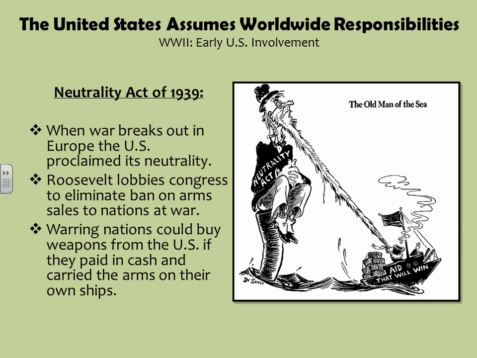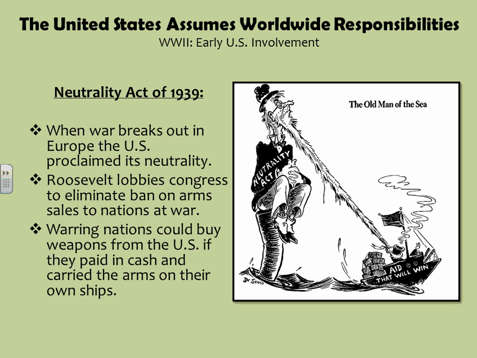And early on, as soon as the war begins, the U.S. signs the Neutrality Act of 1939. When war breaks out in Europe, we proclaim neutrality, we want to stay out. Roosevelt lobbies Congress to eliminate the ban on arms sales to nations at war. So again, we're going to initially try to stop supplying weapons to countries that are in the fighting.